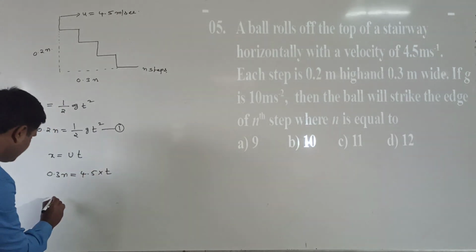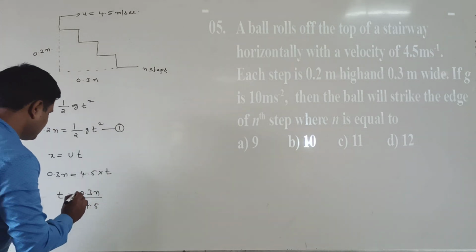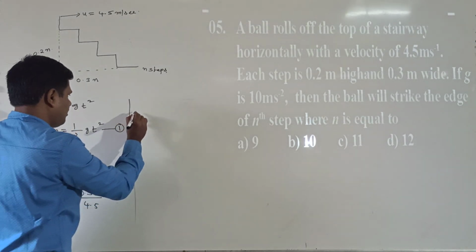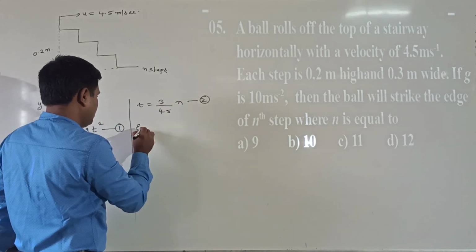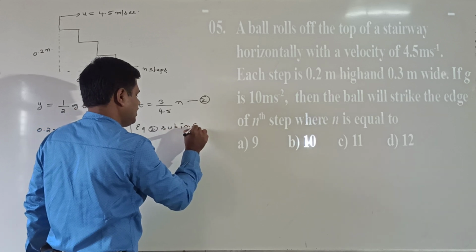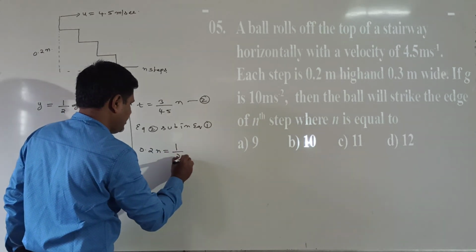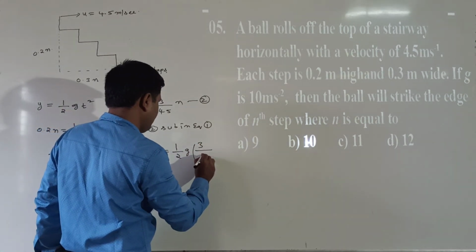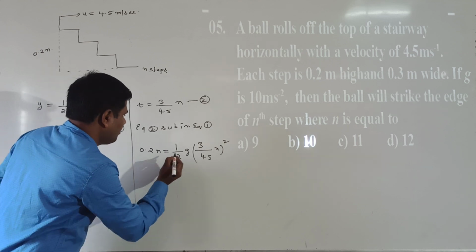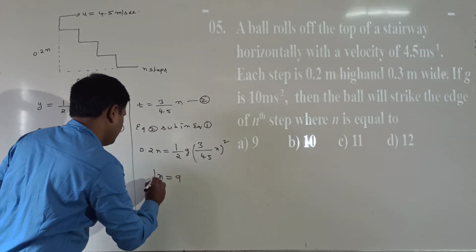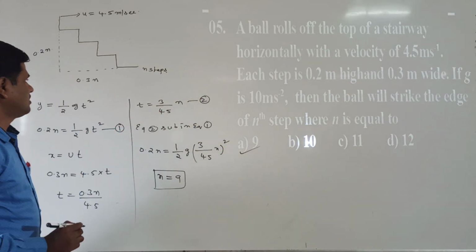From this we get the t value. T is equal to 0.3 n by 4.5. Now this value is equal to 3 by 45 n. This is given as equation number 2. Equation 2, substitute in equation 1. Now we are getting 0.2 n is equal to half into g into t square, where t is equal to 3 by 45 n. When solving this one, we can get the number of steps. N value is equal to 9. The number of steps is 9.